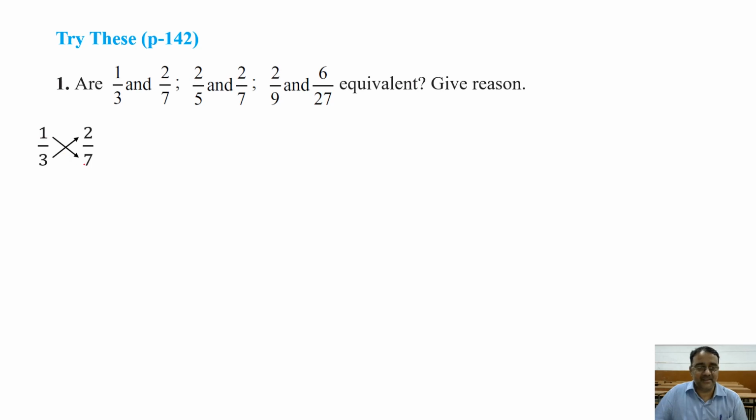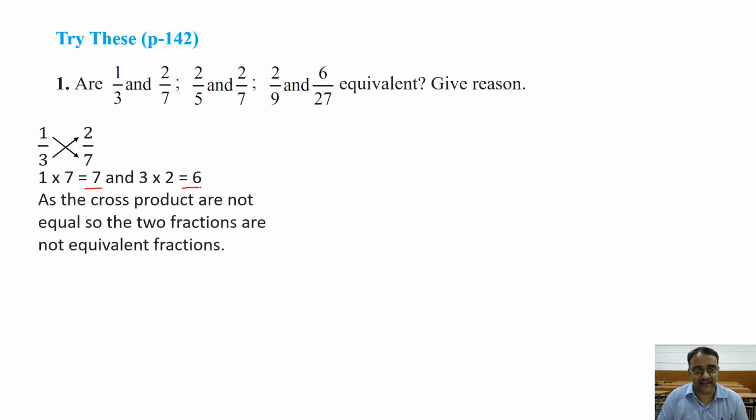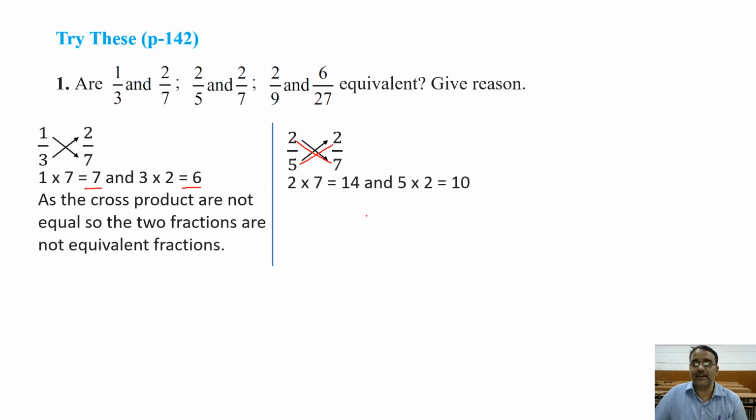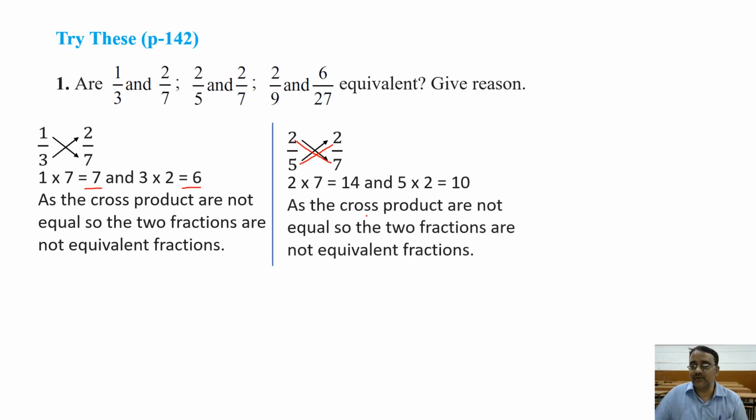1 into 7 is 7, and 3 into 2 is 6. So both are not equal. So we'll write: as the cross products are not equal, the two fractions are not equivalent fractions. So this is the first question. Now the second question, 2 by 5 and 2 by 7. We will cross multiply. 2 into 7 is 14. 5 into 2 is 10. So both are not equal. So as the cross products are not equal, the two fractions are not equivalent fractions.